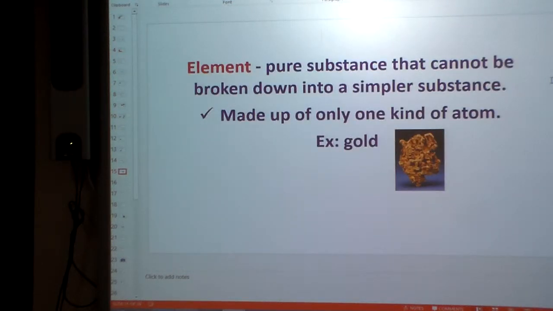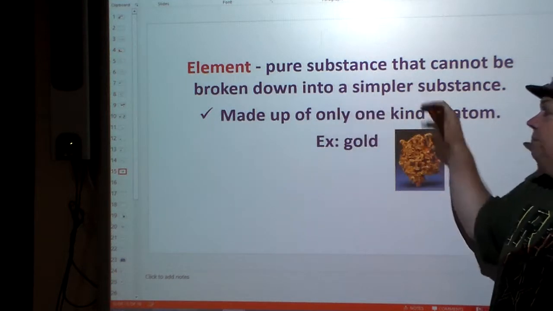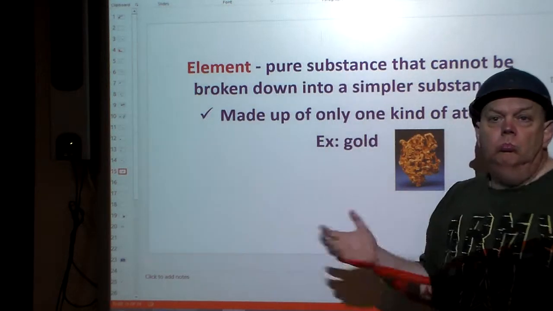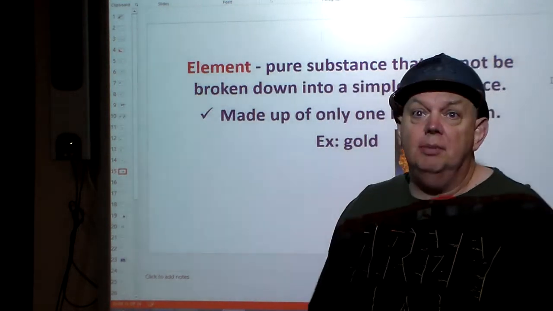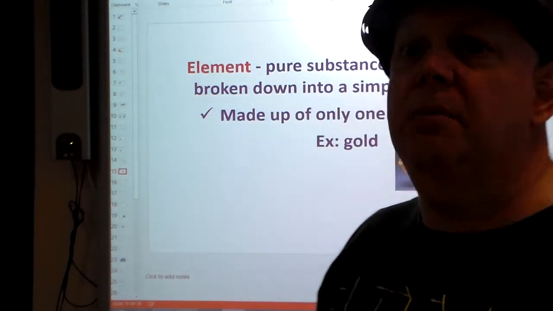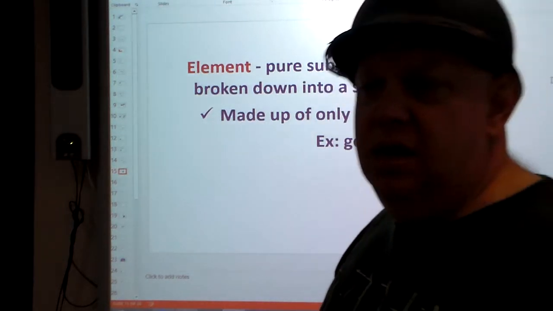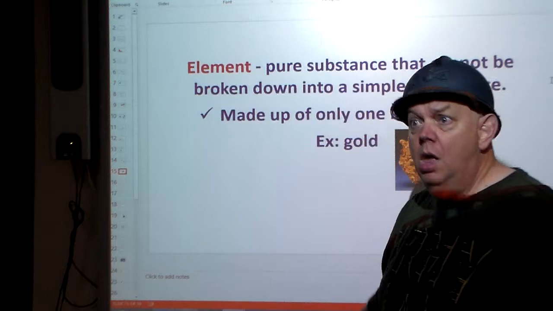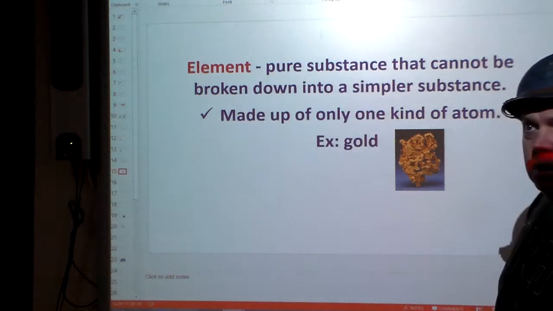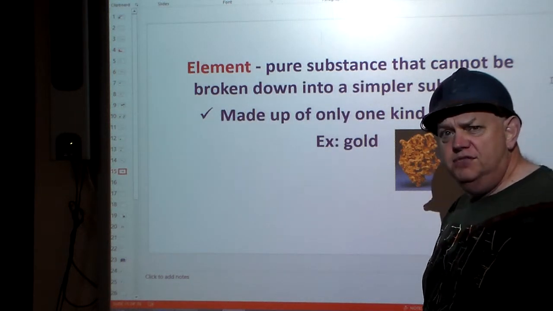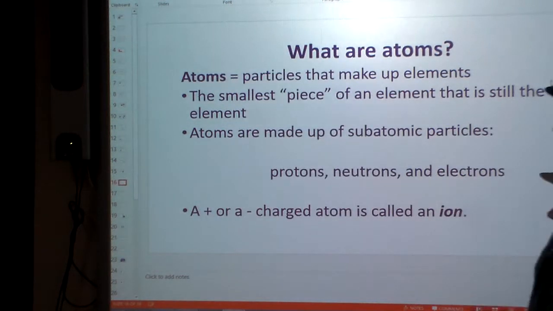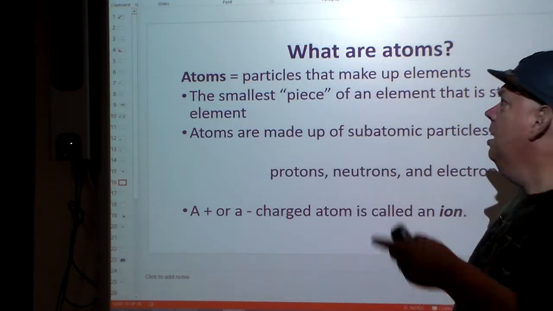So an element is a pure substance. It can't be broken down into a simpler substance, and it's made up of only one kind of atom, like gold. Gold is an element. Oxygen is an element. Hydrogen's an element. Helium is an element. Iodine is an element. Einsteinium is an element. Rutherfordium is also an element. So is sodium and potassium and fluorine and mercury and calcium and phosphorus and nitrogen. They're all elements.